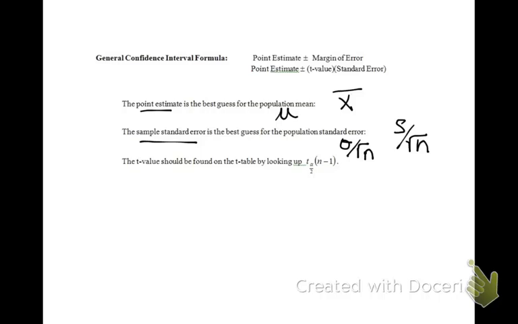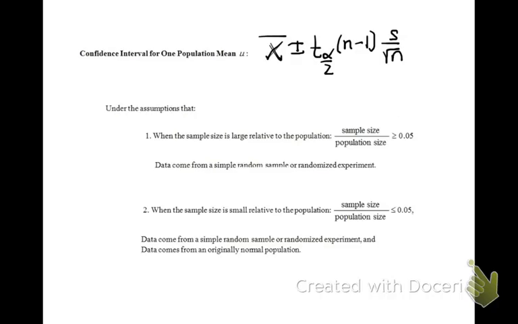And then lastly, when we're looking up a t-value, we need to use t sub alpha over 2 of n minus 1. Putting this together, we can say that the point estimate for our confidence interval is x bar, and the margin of error for our confidence interval is t sub alpha over 2 with n minus 1 degrees of freedom times that standard error, s over the square root of n. Let's talk about this formula in a little more detail.